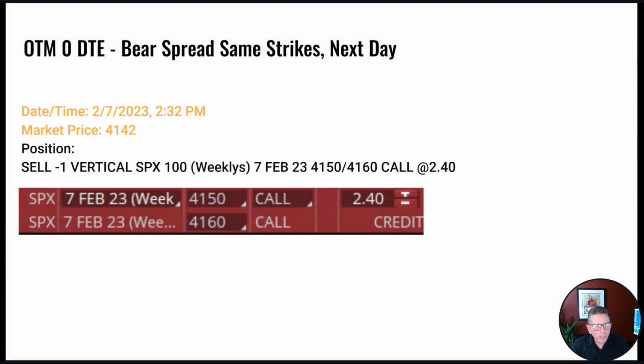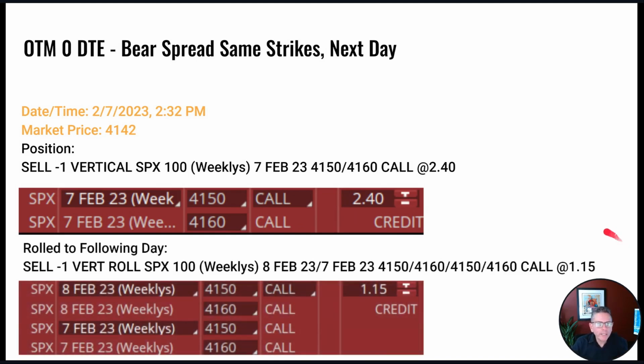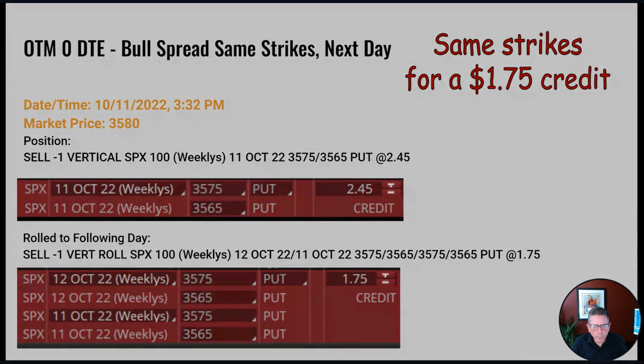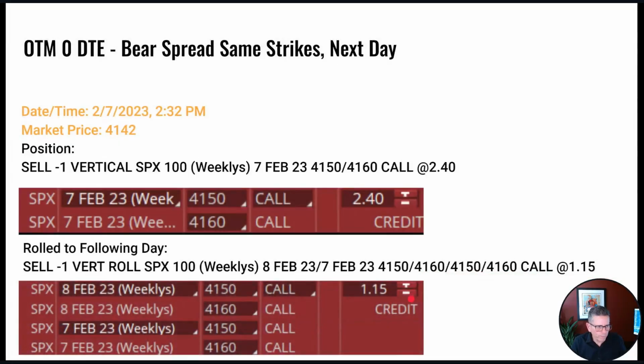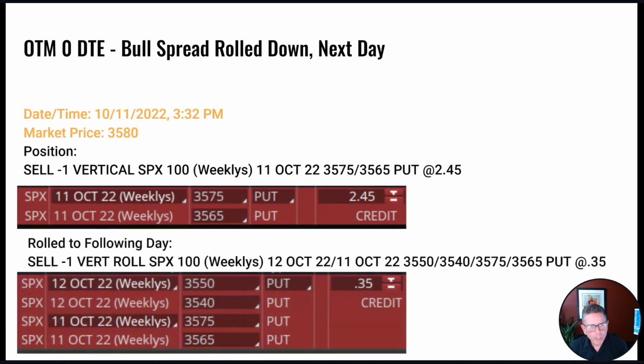So now let's go to bear spread. For bear spread, you can see that the same type of position, right? You roll it, you only get $1.15, compared to the other one that we had. Let me see. Yeah, compared to 175, so it's 115, and that's how the market works, because it's always closer on the call side than it is on the put side, right?